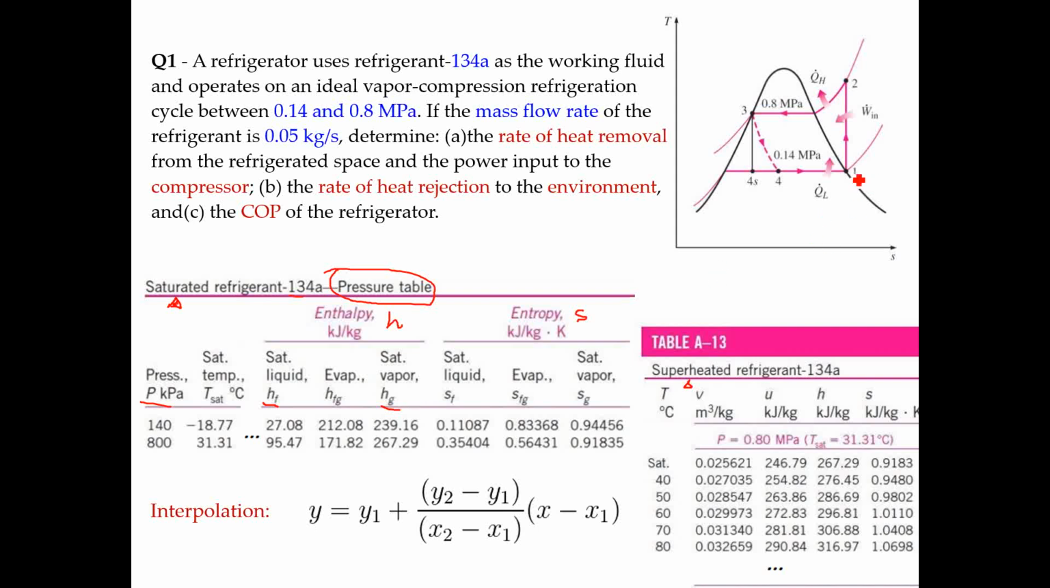So when you get point 1, you get point 2, and this is not located on the saturated line, which means it's a superheated state. So that means you cannot find the properties from the saturated table. Instead, you need to go to the superheated table and find out what is H2.